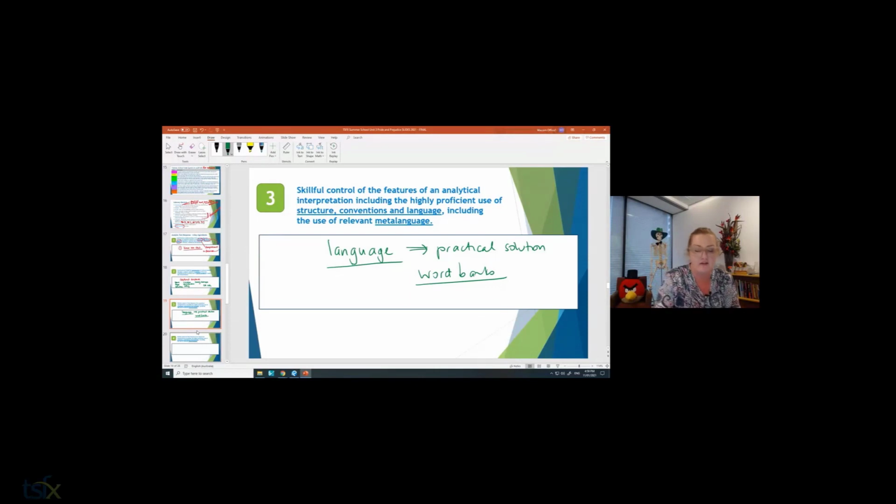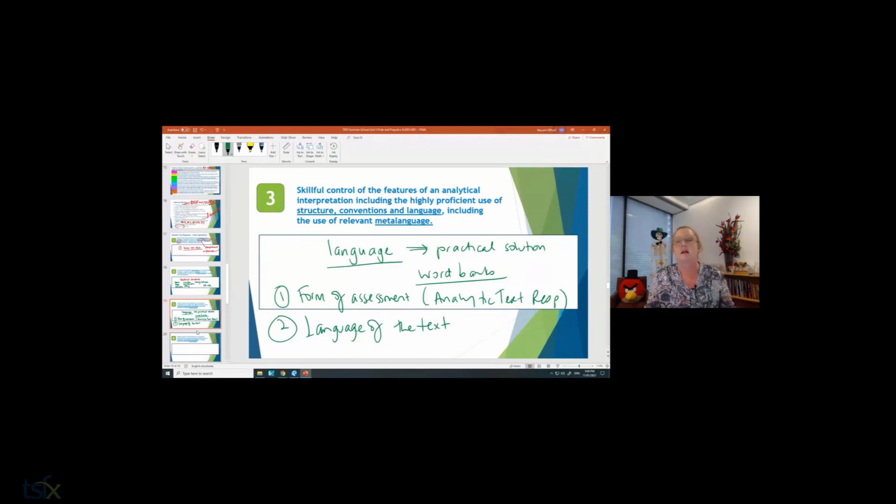You need to have one for the form of assessment. So there is words and phrases that you use when you're writing an analytic text response. So this is analytic text response. And 2, the language of the text. Okay? So the language you're going to be using, Austenate or Austen-like language here, okay? You're going to have to use some of the terms that she uses to demonstrate that you understand that.